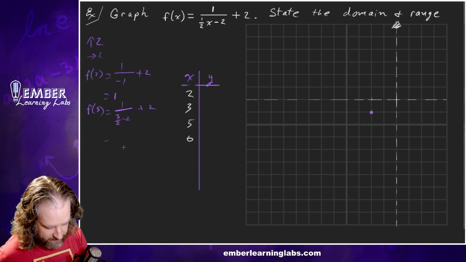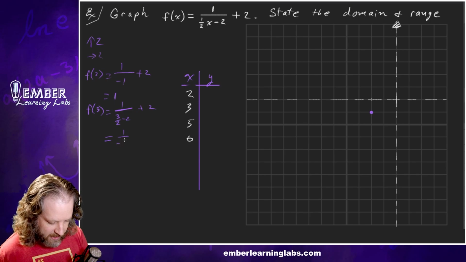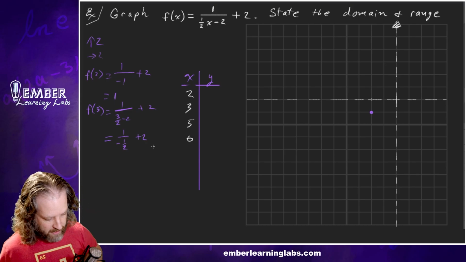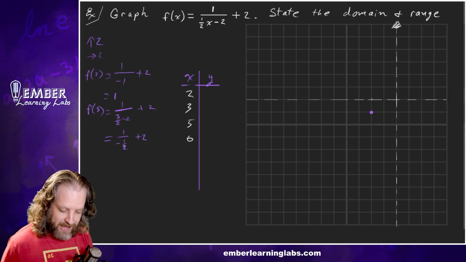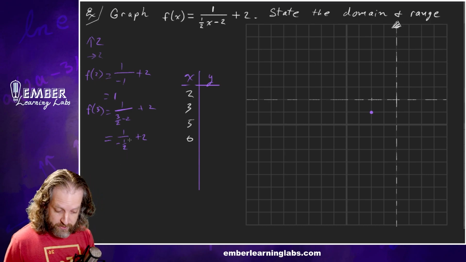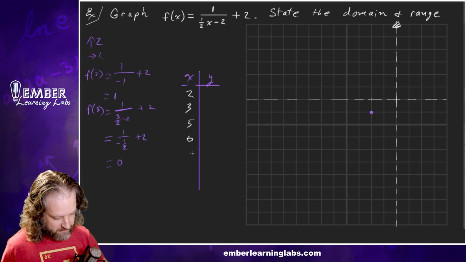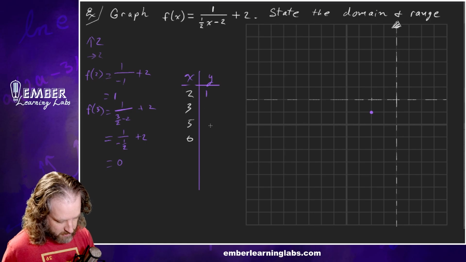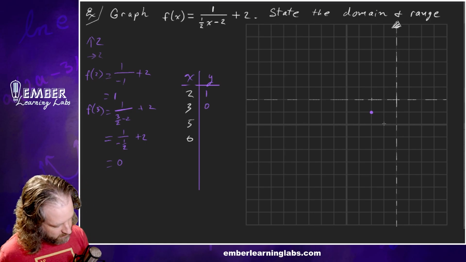So we have 1 over negative 1/2 plus 2. So this, how do we divide fractions? We multiply by the reciprocal. The reciprocal of negative 1/2 is negative 2. Negative 2 times 1 is negative 2. And negative 2 plus 2 is 0, right? So 0 is what we get. So this point right here.